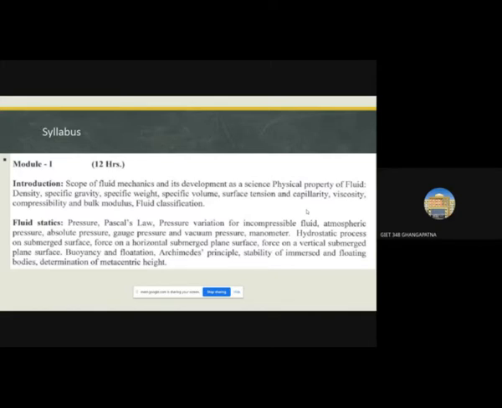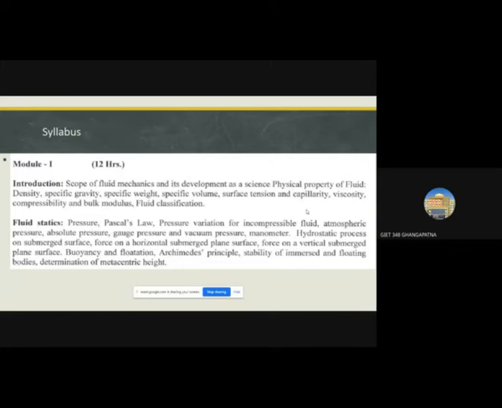Now, you can see module 1 is totally based on the introductory part, the different terms which you will come across, like density, specific gravity, specific volume, specific weight, surface tension, which are all related to fluid mechanics. You will come across these words in almost every class, so you should know the main concept behind these parameters. We will be studying all of these in the introductory part.